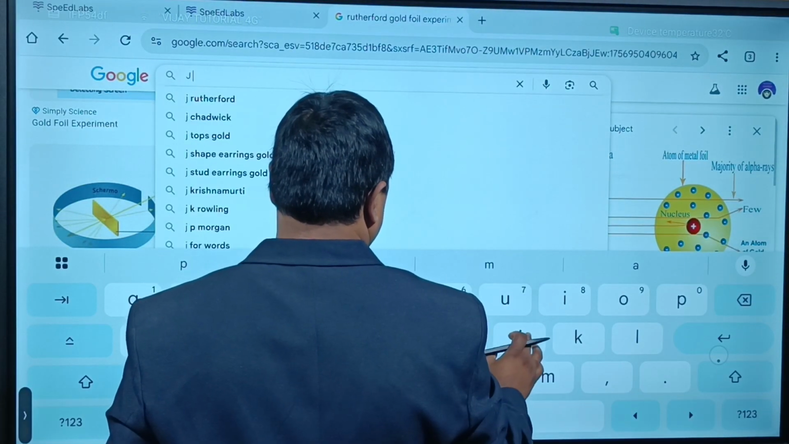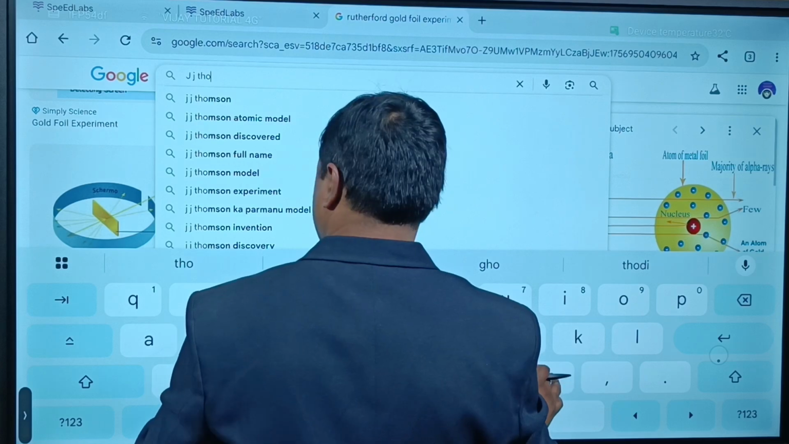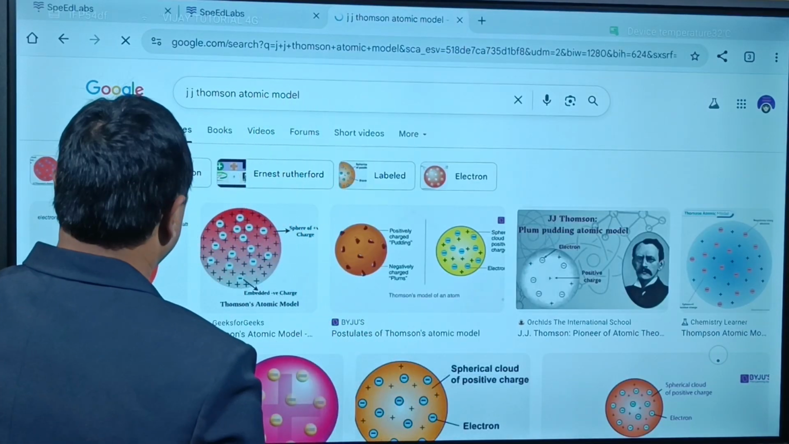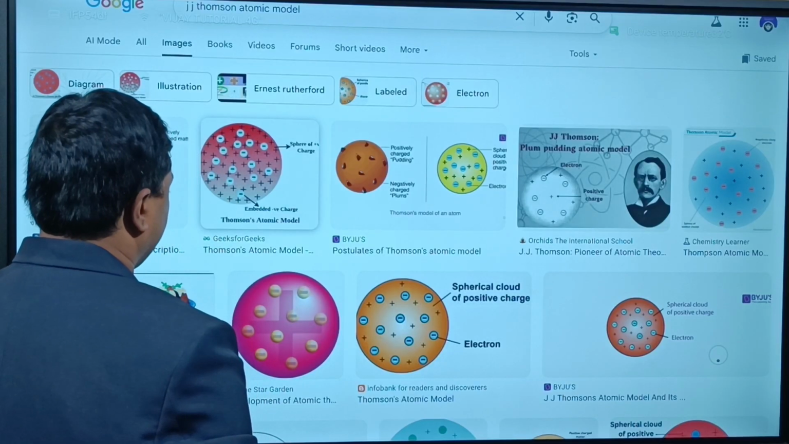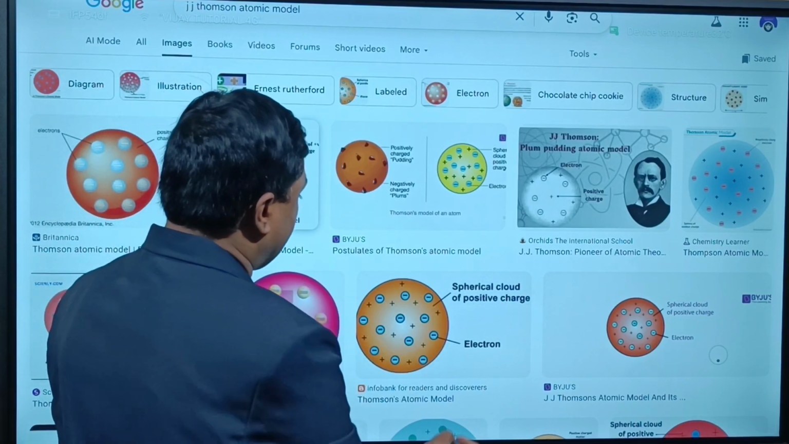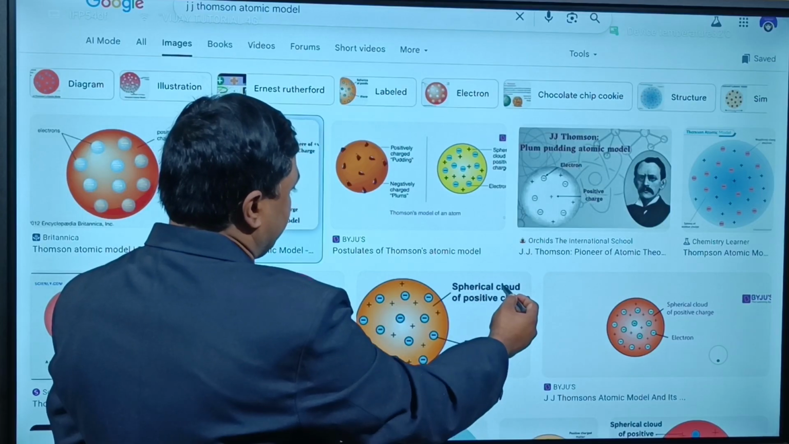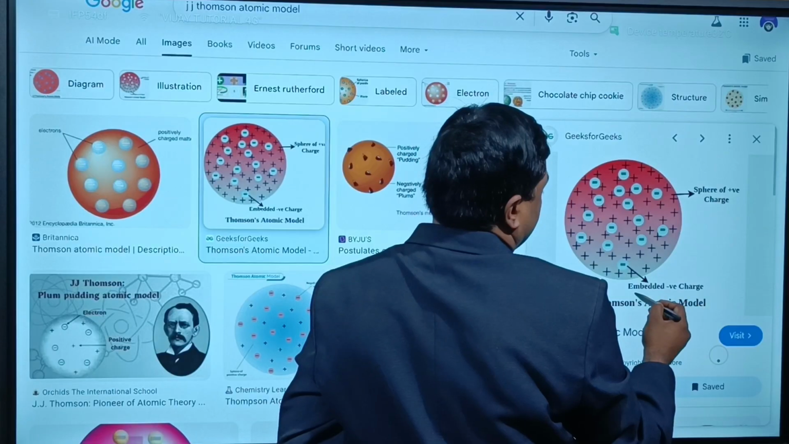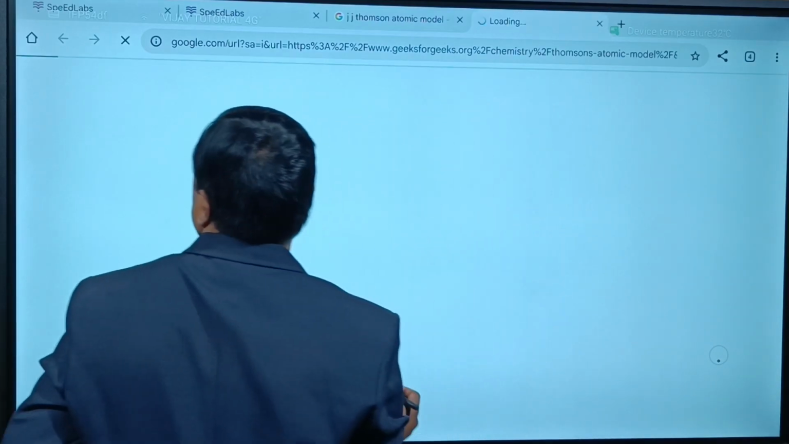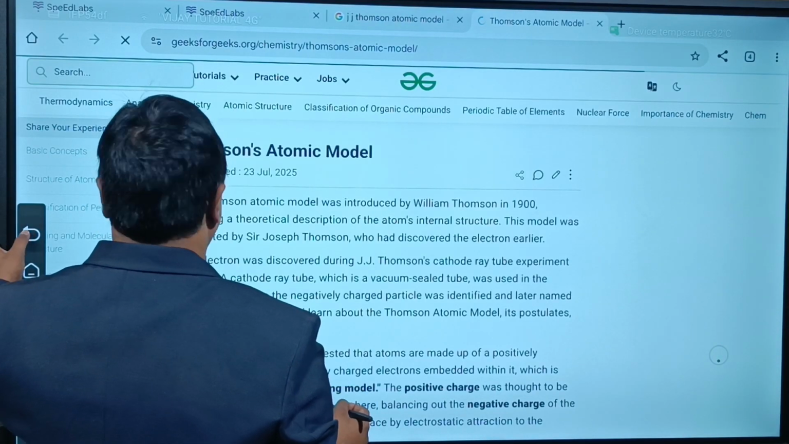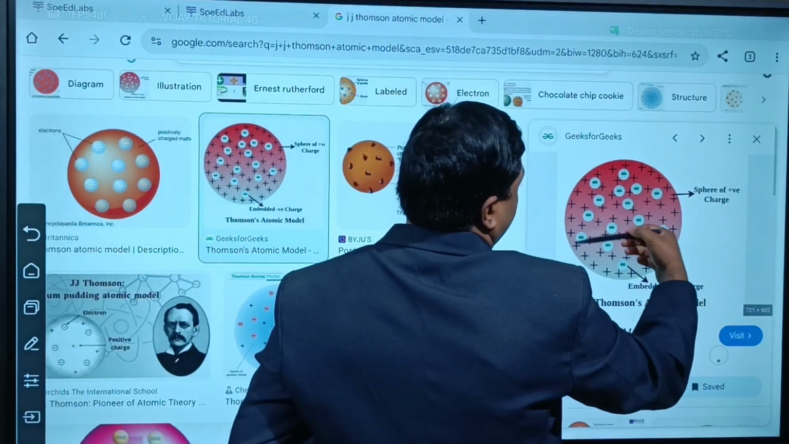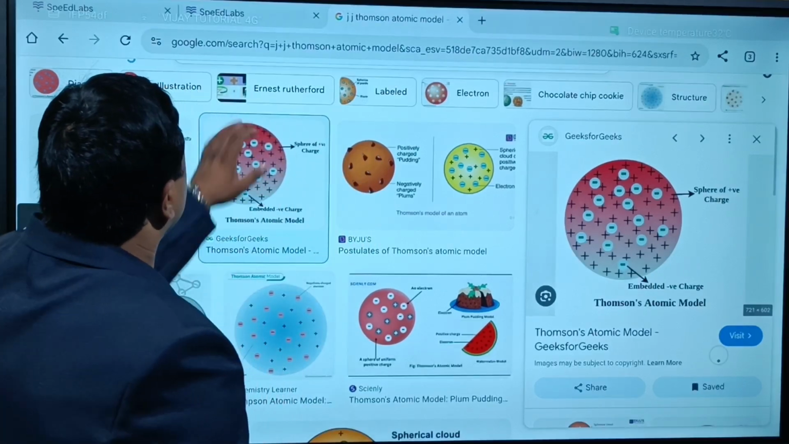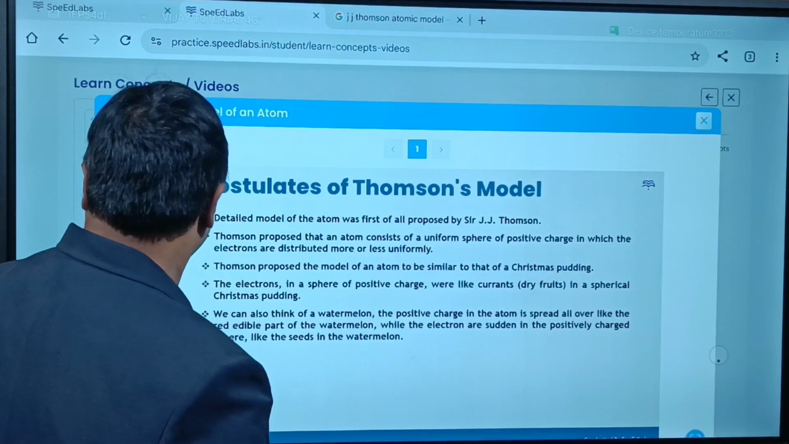J.J. Thomson's. You can see any one diagram, no issue. This one also: the atom is a sphere of positive charge in which electrons are embedded. You can see here, again, the atom is a sphere of positive charge. These are the embedded electrons. It is a sphere of positive charge in which electrons are embedded into it. Is it clear? So let's go through the postulates.